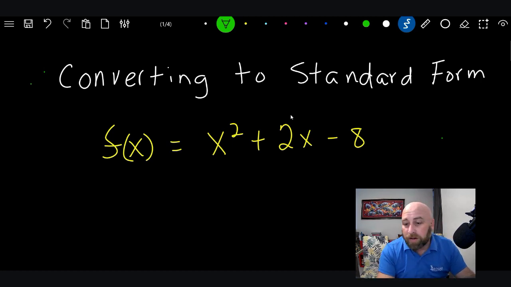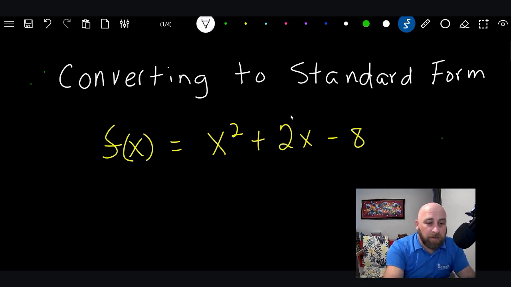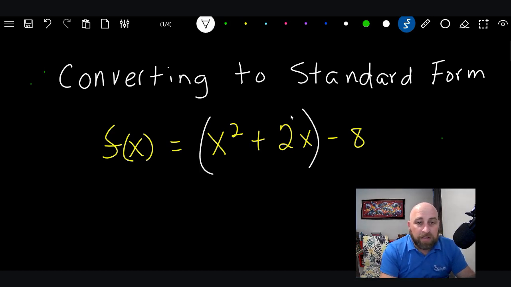The steps are there on page 206. I'm not going to write the steps out. I'm just going to go through them with you as we go through this. Okay, so the first thing that you really want to do is separate out your quadratic term and your linear term. Put parentheses around the quadratic and linear terms.